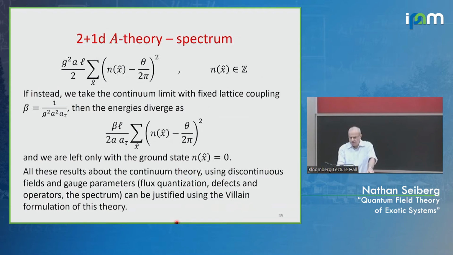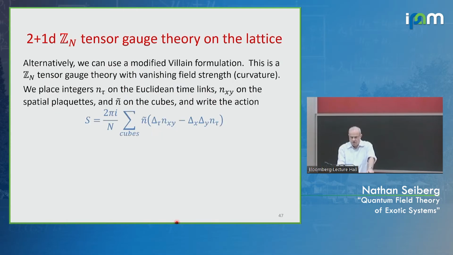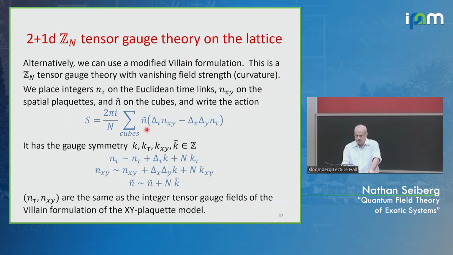Let me skip all that and just make a few comments on what happens when we have a Z_N gauge theory. It's essentially the same as with U1. We can do that either in the continuum or on the lattice. Here is the Villain form on the lattice. We have an action which has integers n_xy, and another integer field ñ here. I'm going to be very, very brief. And we have some integer valued gauge symmetry for them.